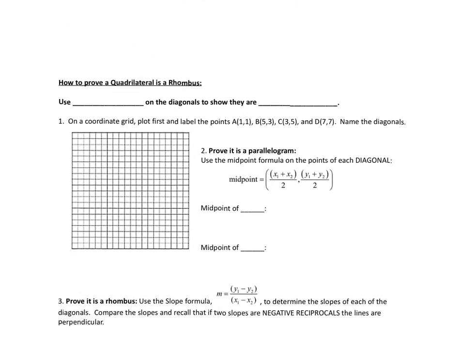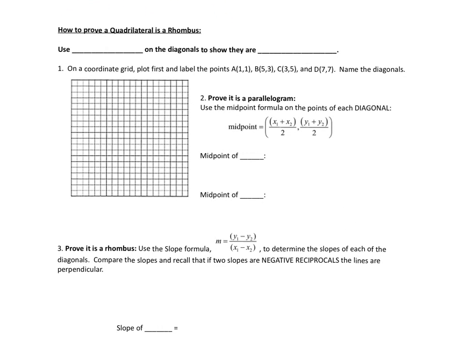All right. Next, we're going to prove if a quadrilateral is a rhombus. There are a couple ways, but the first way to prove that it's a rhombus is that we are going to use slope on the diagonals to show that they are perpendicular. Because remember, the diagonals form a perpendicular inside of the rhombus. So let's graph this.